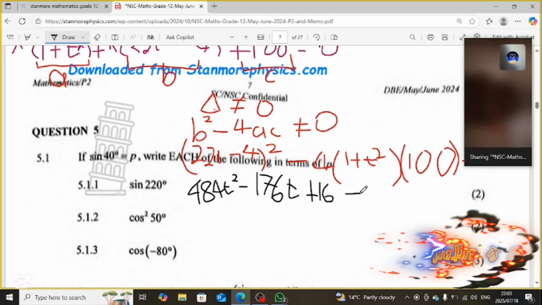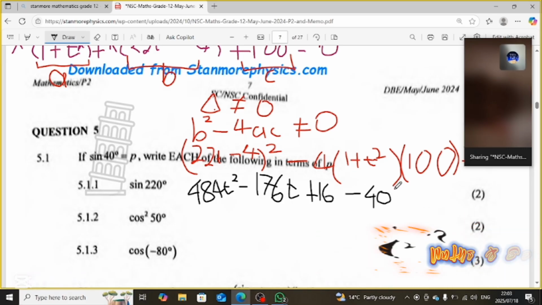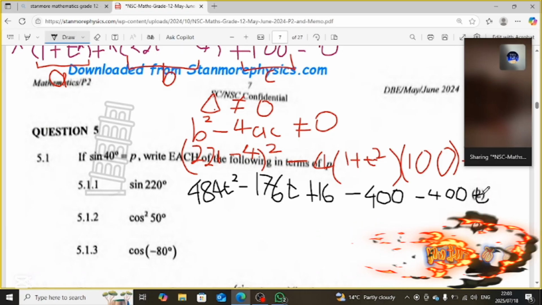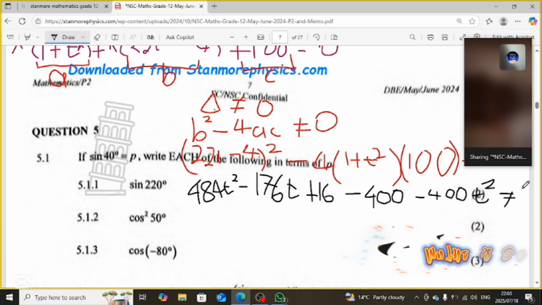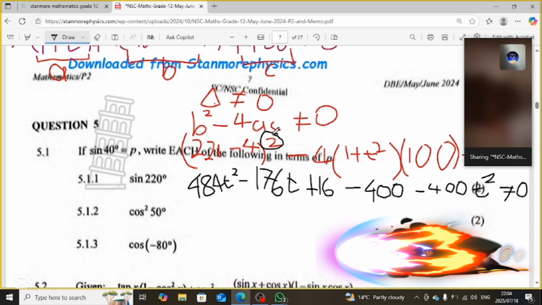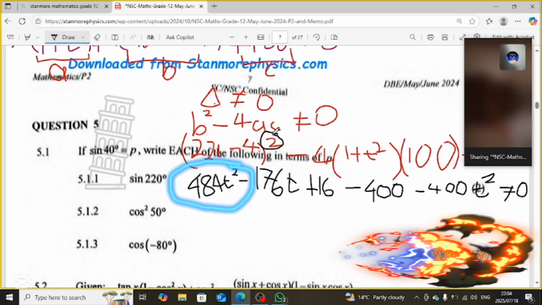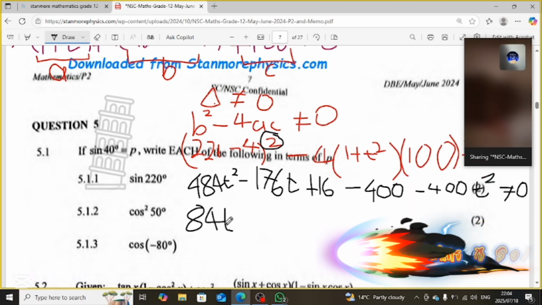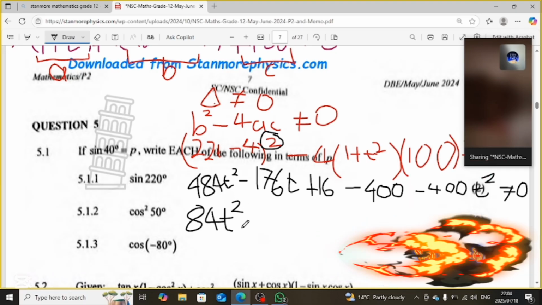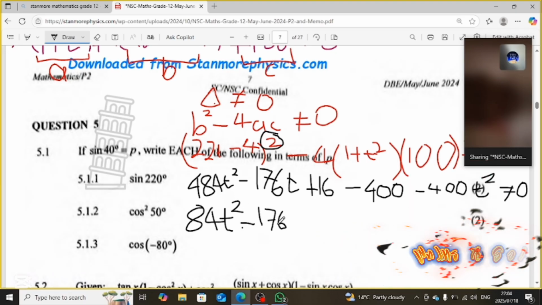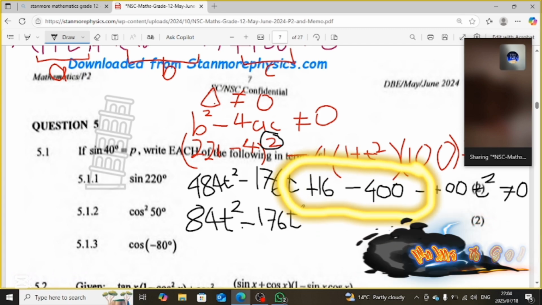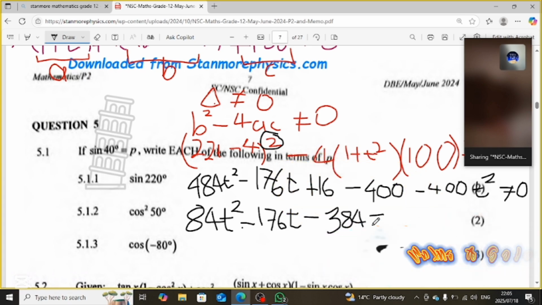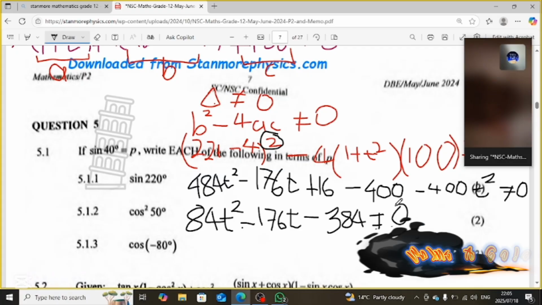Negative 4 times 100 gives us 400, and 400 times t squared giving us negative 400t squared, which is not equal to 0. Now grouping like terms, 484t squared minus 400t squared gives us 84t squared. Minus 176t. And 16 minus 400 gives us negative 384, which is not equal to 0.